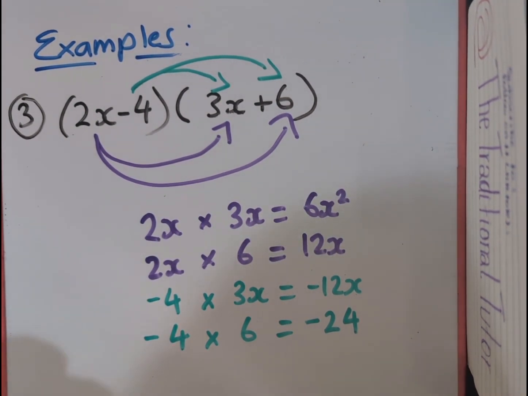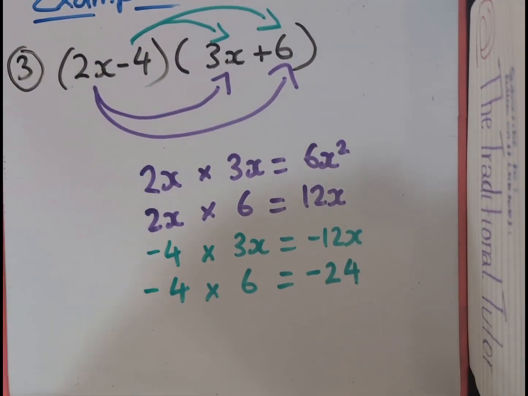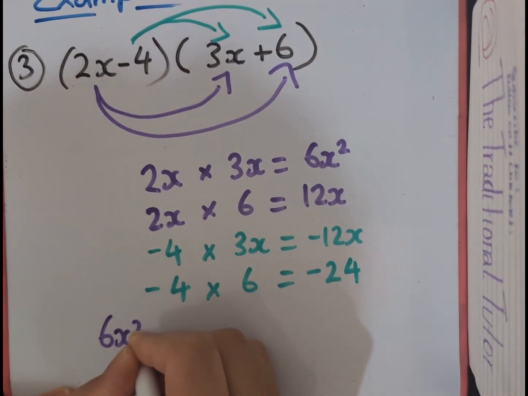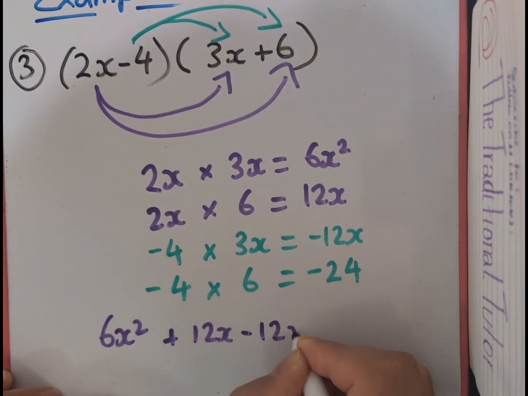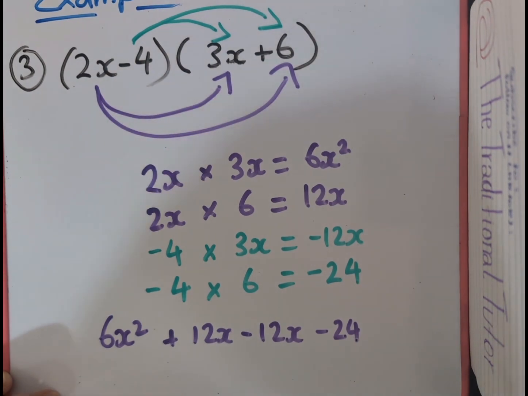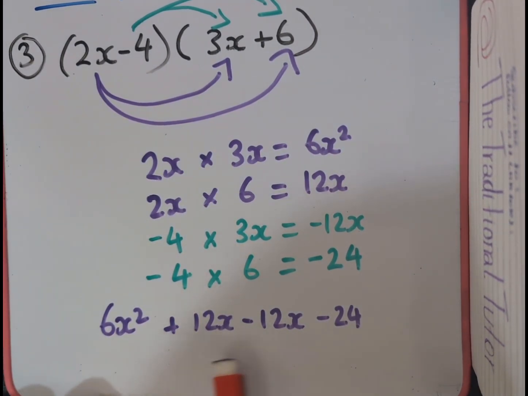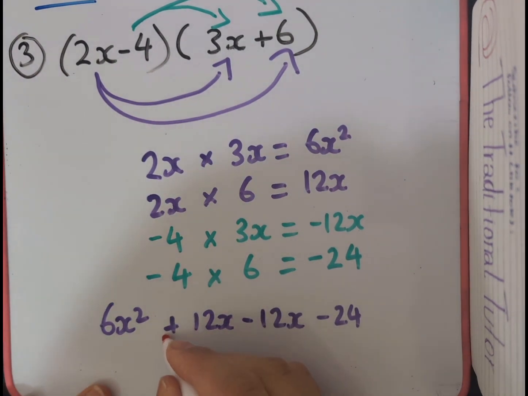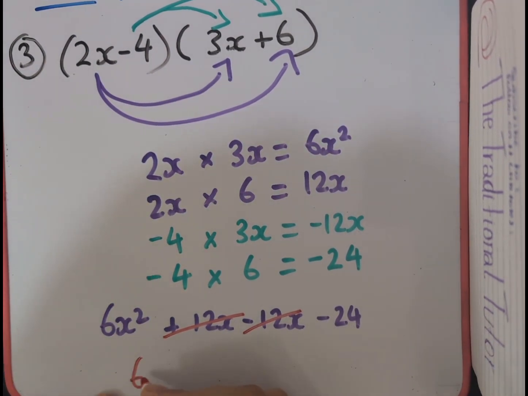Okay, so now we're just going to write out my answers and then collect my like terms. So I've got 6x squared plus 12x, take away 12x, take away 24. Now what we can see happening here is that we've got a 12x and a negative 12x in the middle of my expression. That means they're going to cancel out because 12 take away 12 is just 0. So I'm left with no x term. My answer will just be 6x squared take away 24.